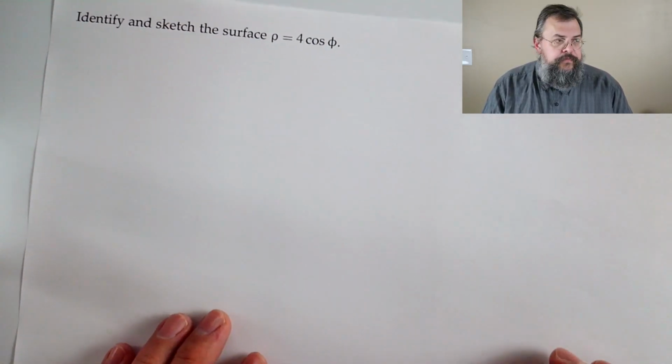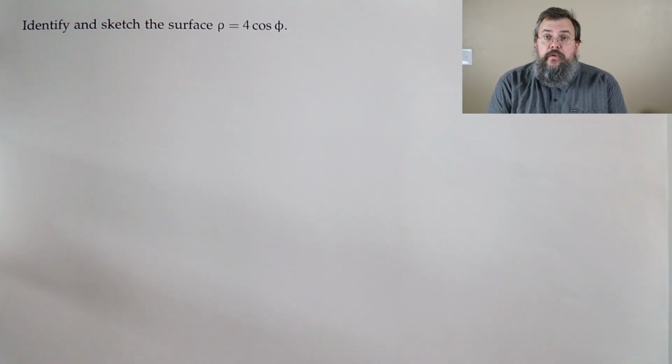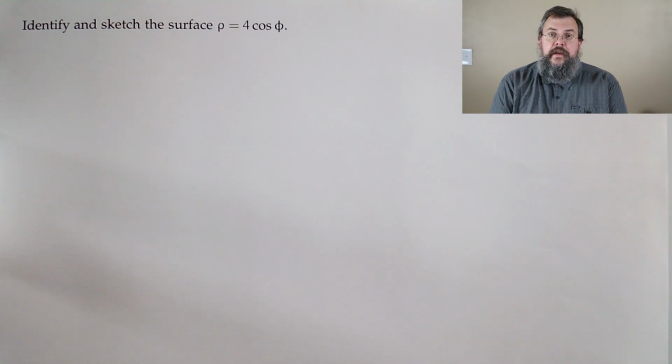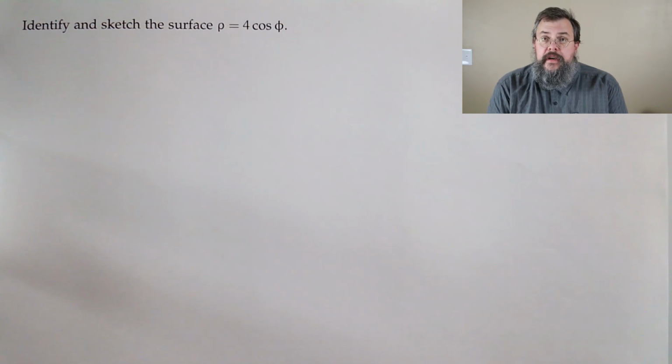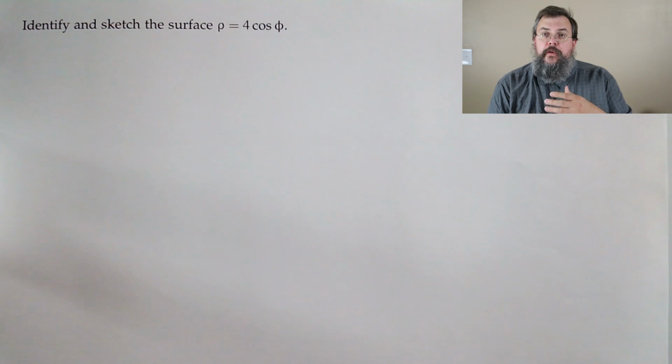Now let's try some more. So, our next problem. Identify and sketch the surface rho equals 4 cosine phi. So we start thinking. Now the problem is we're not so used to working with our new coordinate system.